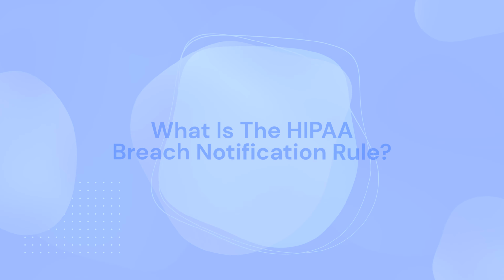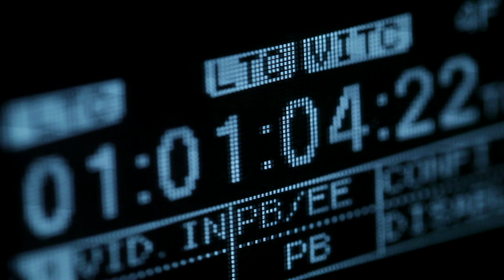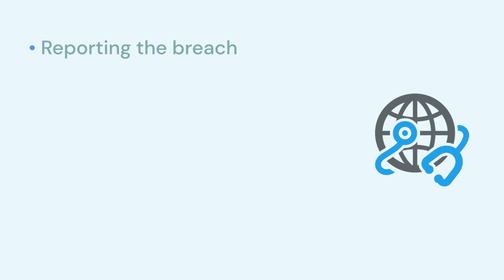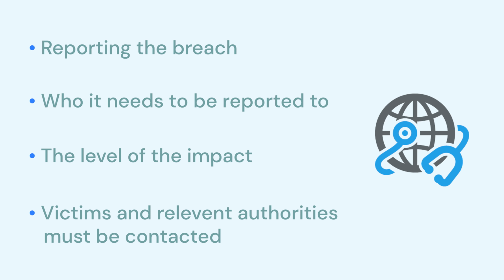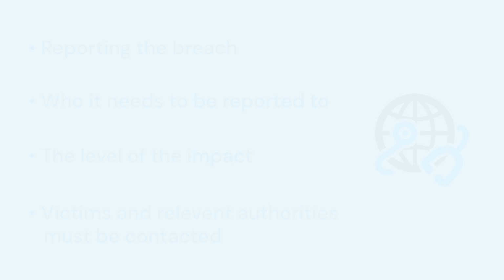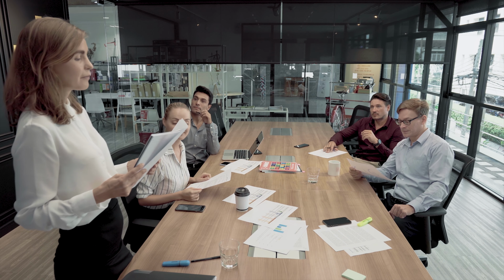The HIPAA breach notification rule outlines timelines and required information around breaches, such as reporting, who needs to be reported to, and the level of the impact. But generally, victims and relevant authorities must be contacted within 60 days of information about the breach. This means you need to build in place a process whereby you can notify anyone whose PHI has been exposed in a data breach.